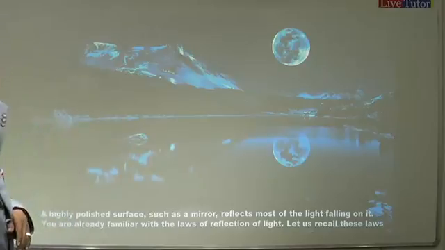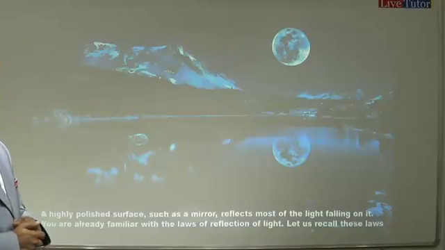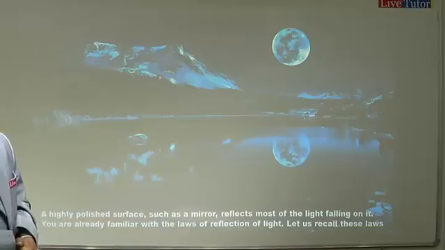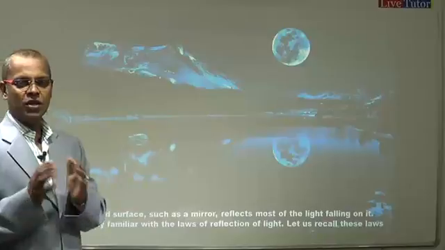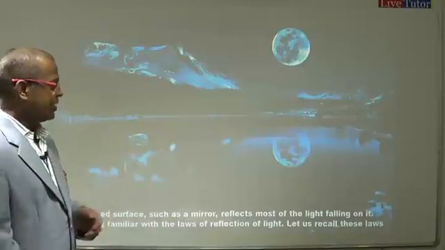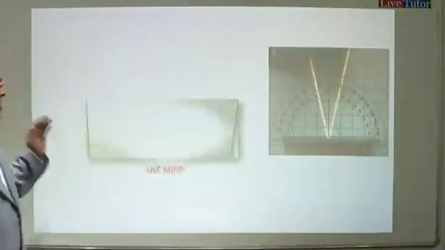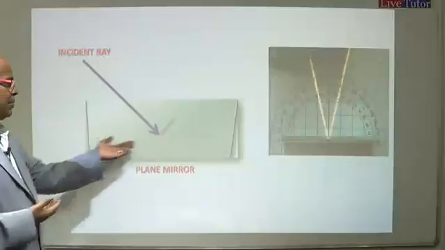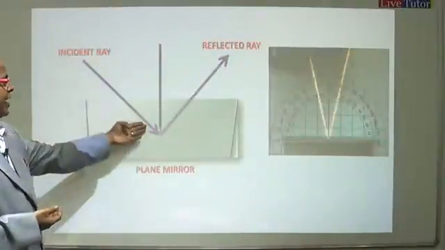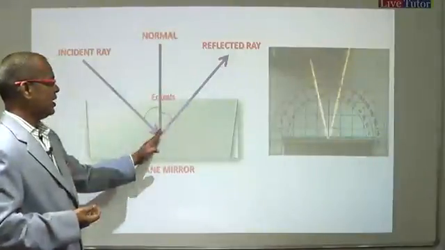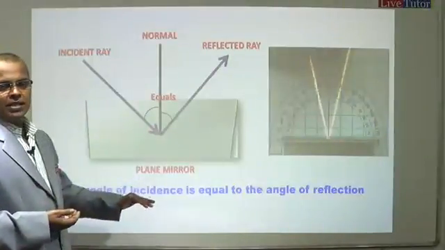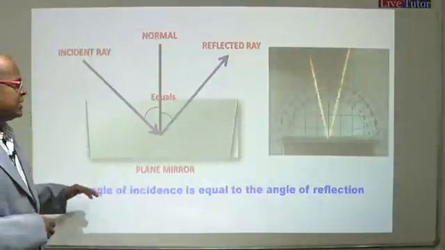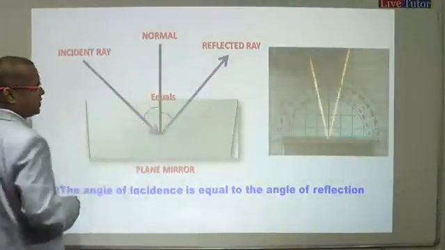And such a polished surface or very smooth surface reflects most of the light which is falling on it. Right? When you are talking about reflection, in the lower classes you would have studied the laws of reflection. Do you remember that? Yes, let us recall that. What is the first one? Here we are going to take a plane mirror, plane surface. Now here, the incident ray, the reflected ray, and the normal all lie on the same plane. And the angle of incidence is equal to the angle of reflection. Two laws are there. The first one is that the angle of incidence is equal to the angle of reflection.